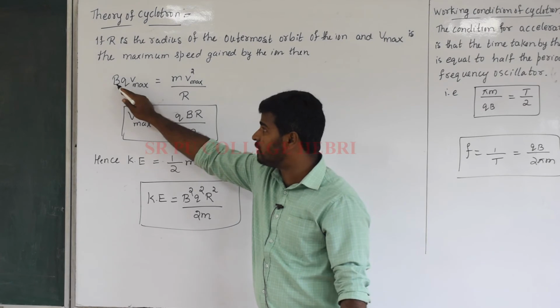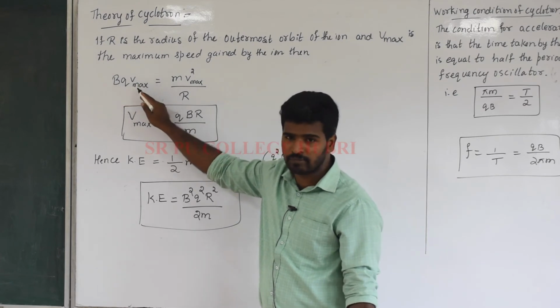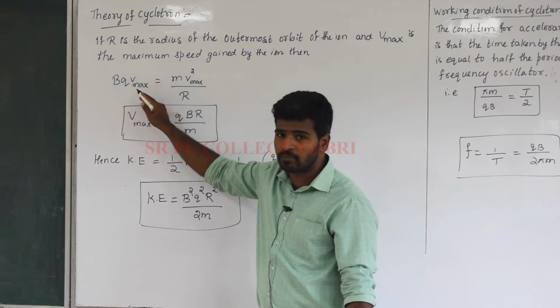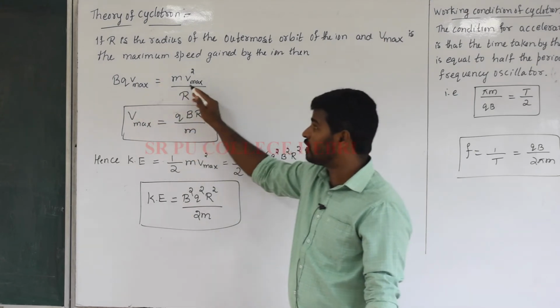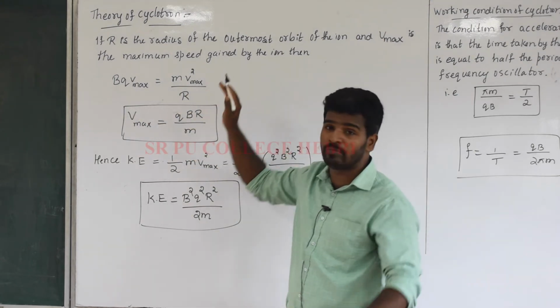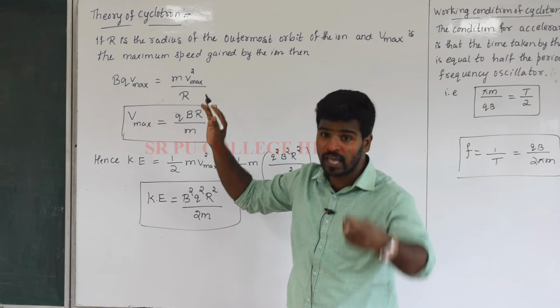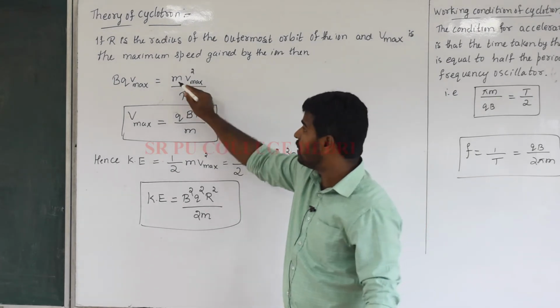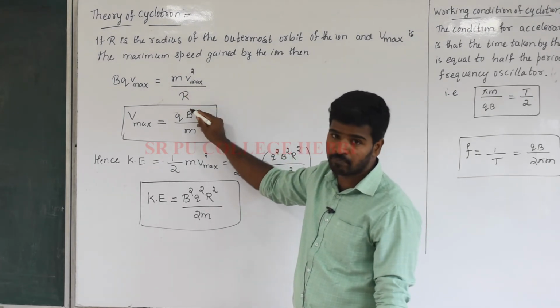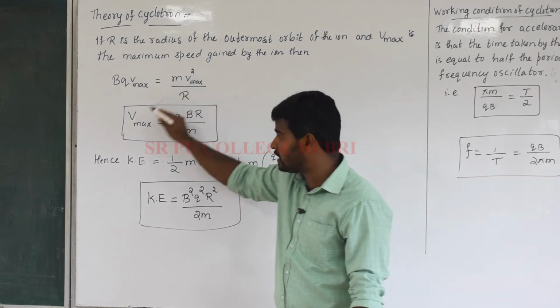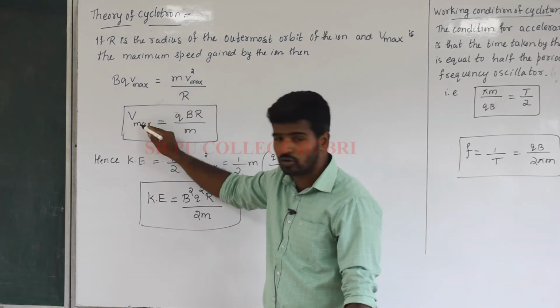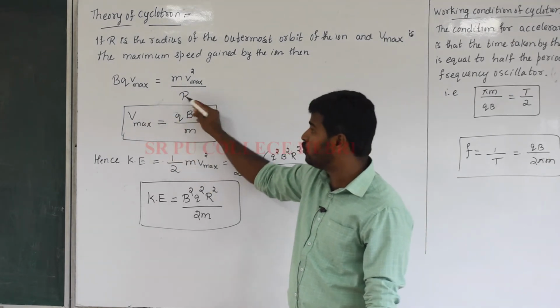QVB is written as BQVmax. That is nothing but QVB, which is equal to force. The force is considered as a centripetal force, since the charged particle follows a semicircular path. Therefore, mVmax squared divided by R. By rearranging the terms, Vmax is equal to QBR divided by M.